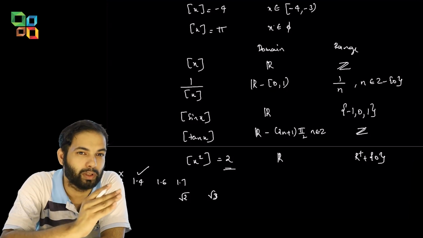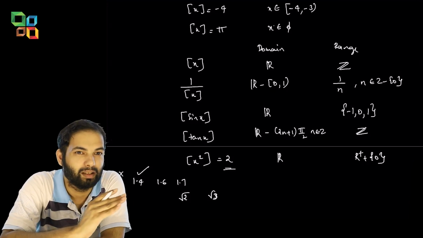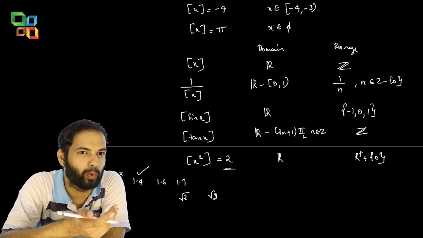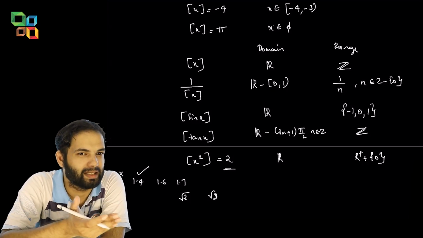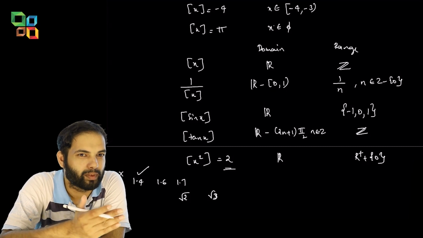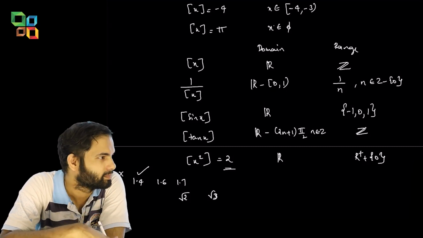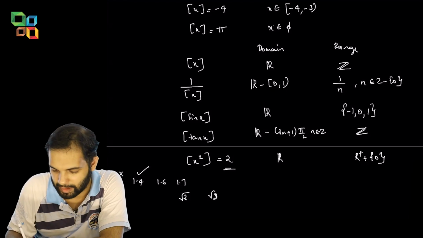A little less than root 2, the square is less than 2, so the integer part will be 1. A little greater than root 2, the integer part will be 2. So that's how I figured it out. Right? That's why these are important points.